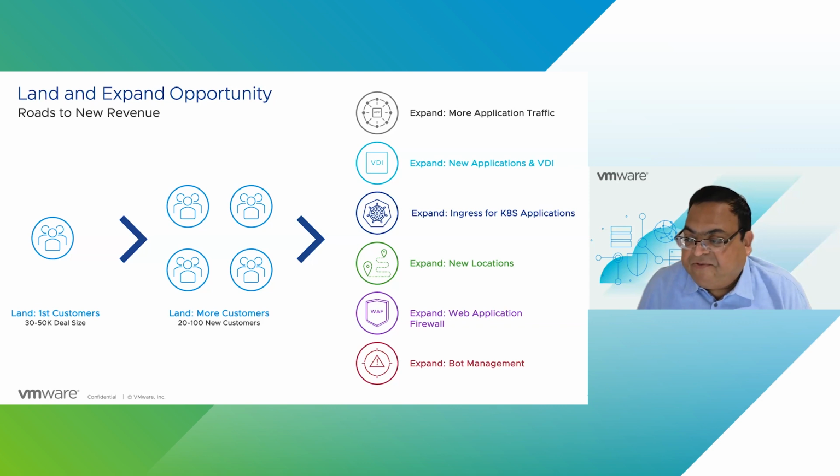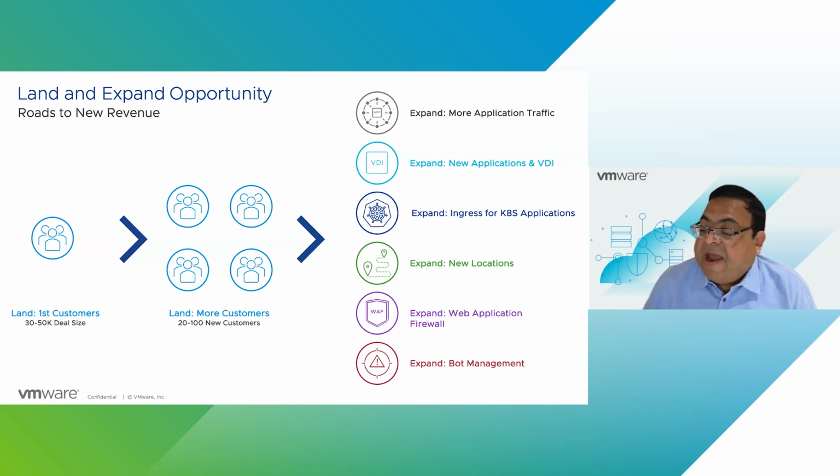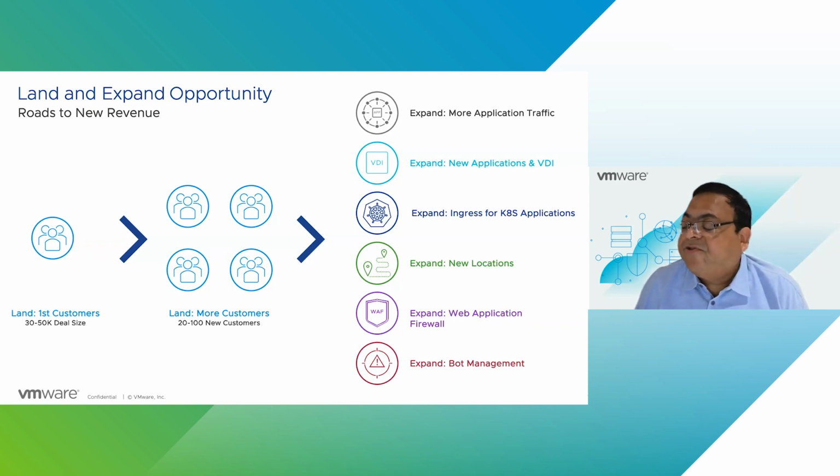The avalanche effect for expansion really starts when they have more applications, bring more applications, start supporting the VDI use cases, build the ingress service for Kubernetes-based applications. You may expand to more locations. The customer wants to host their services in more of your pops. They may add a web application firewall, which we are going to talk about a little bit later. But you see the huge expansion opportunity there.